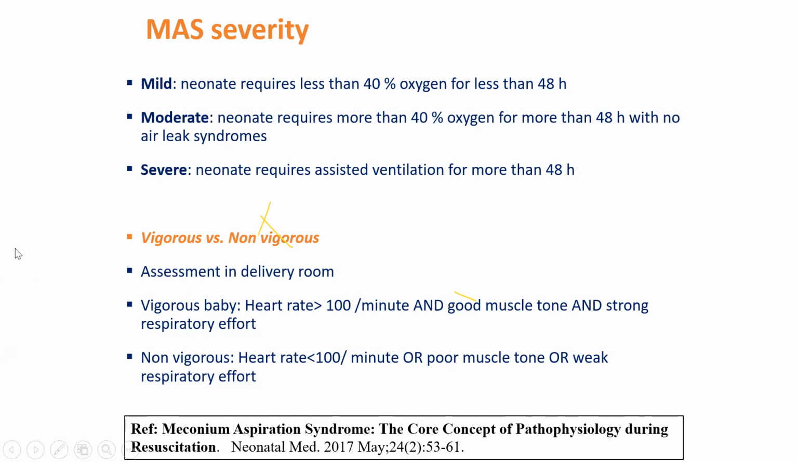When we talk of meconium, there is always a question of vigorous and non-vigorous, and most probably you all know what is vigorous. The assessment of vigorous and non-vigorous has to be done in the delivery room. A vigorous baby is defined as one who has a heart rate of more than 100, good muscle tone and good respiratory effort. Even if one of these is not there, the baby is non-vigorous.